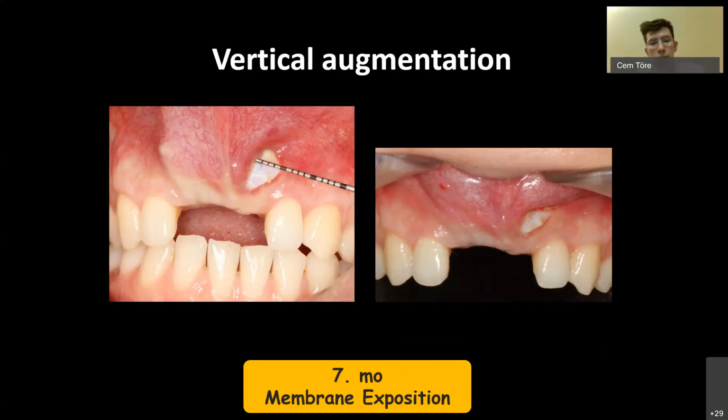At 7 months, we have membrane exposition, but no need to stress because the bone is already matured enough at this stage to hold its own, to be able to stand up on its own. It doesn't need its outer shell anymore. So knowing this, we went to remove the membrane and then let the soft tissue heal on its own.